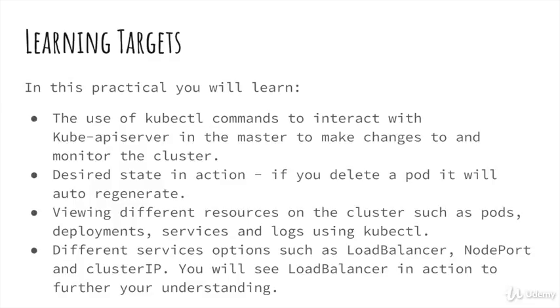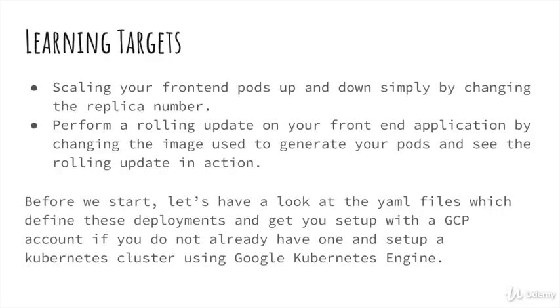We'll see the different service options such as load balancer, node port, and cluster IP. You'll see load balancer in action to further your understanding. And you actually see the logs of the requests coming through, which I think is pretty cool. We can scale your front-end pods up and down easily simply by changing the replica number. We perform a rolling update on your front-end application by changing the image used to generate your pods, and see the rolling update in action.